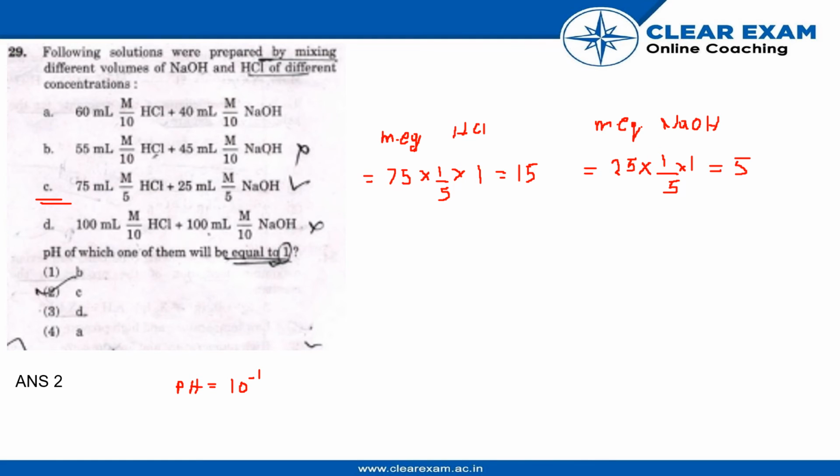Now we will calculate the difference between the two, which will come out to be 10. And to calculate the pH, we will divide it by the total volume, which is 75 plus 25, 100. So 10 divided by 100, the answer will be 10 to the power minus 1, which is the required pH.